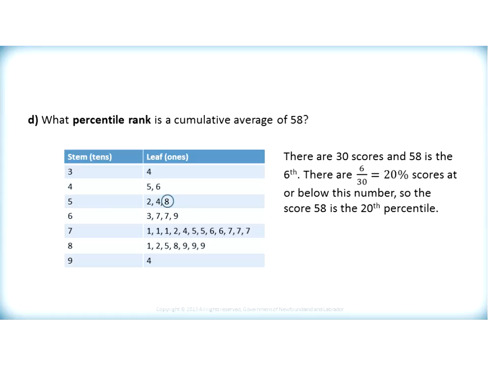So if there are 30 scores in total in this class, and 58 is the 6th value when we rank them from lowest to highest, then that means that 6 out of 30, or exactly 20% of the scores are at or below 58. So the cumulative average of 58 in this class would be the 20th percentile, or 20th percentile rank.